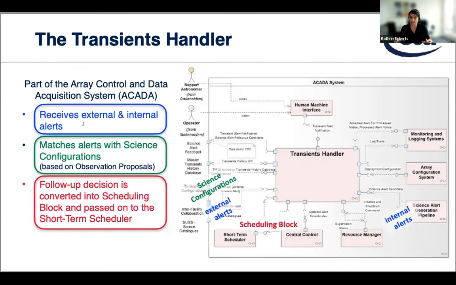And we receive these alerts and we then match them with science configurations. Now, Antonio already said we are an observatory, so we have observation proposals. These observation proposals are then converted into science configurations. If we receive an alert, what we are doing is basically a matching to check if this alert is something that is in our observation proposals that is worth following up on. And this can be even more complex. We can do several calculations, as I will show you in a moment. And then a follow-up decision is made and passed on to the CTA short-term scheduler.